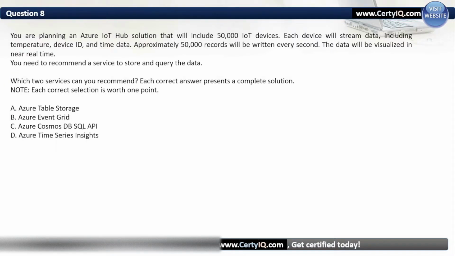Question 8. You are planning an Azure IoT Hub solution that will include 50,000 IoT devices. Each device will stream data, including temperature, device ID, and time data. Approximately 50,000 records will be written every second. The data will be visualized in near real time. You need to recommend a service to store and query the data. Which two services can you recommend? Each correct answer presents a complete solution. Note, each correct selection is worth 1 point.